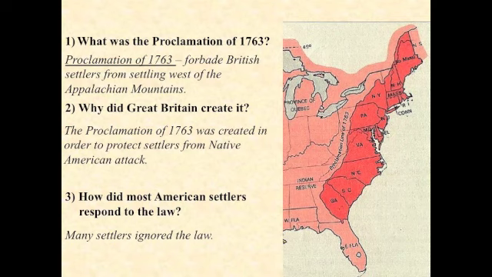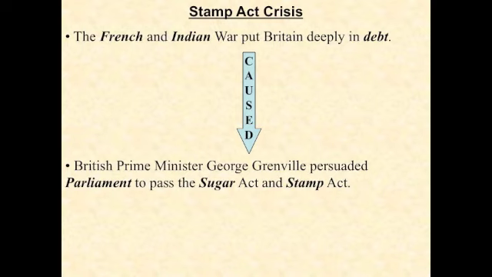Now, the American settlers or the colonists didn't really listen to the British because the British are 3,000 miles away. What are they going to do? So they continued to move west into the Appalachian Mountains or past the Appalachian Mountains, regardless of what the British were saying.